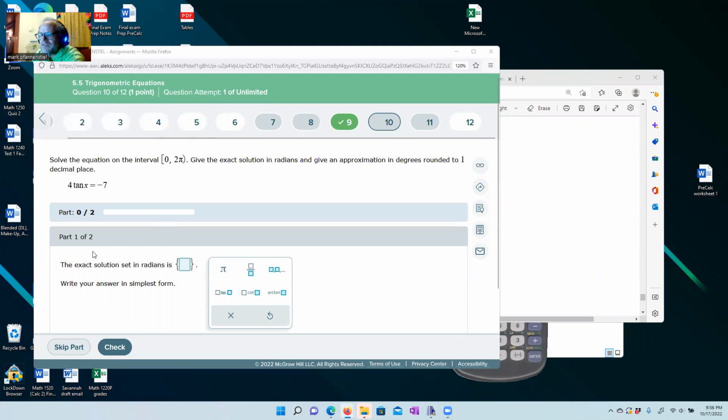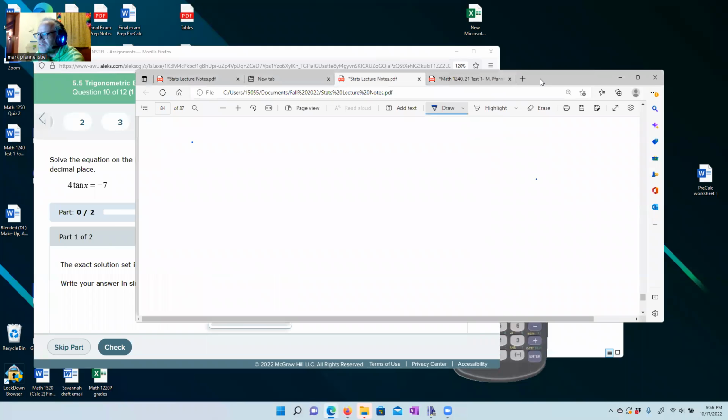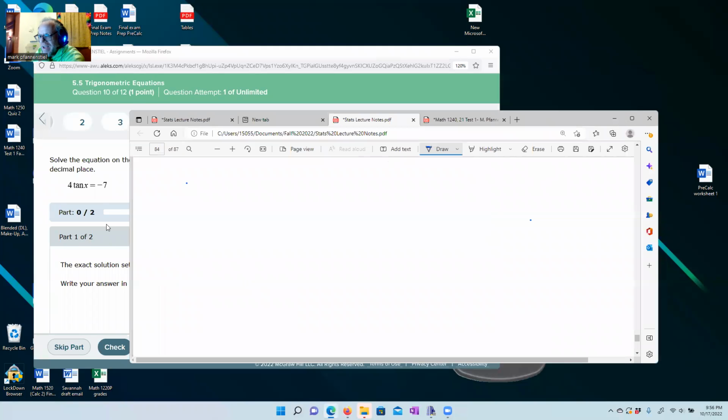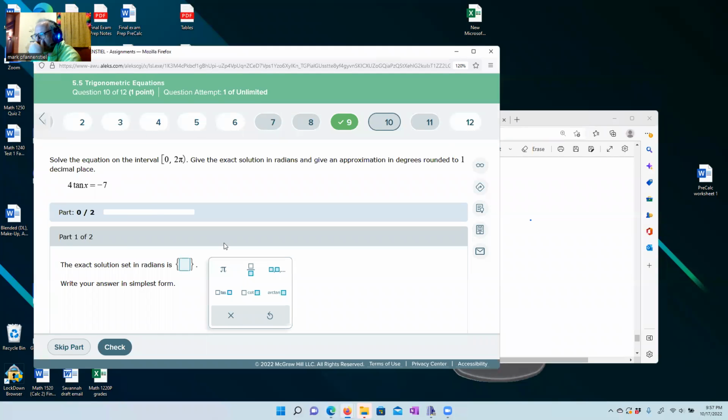We are still talking about trigonometric equations, and this is a slightly different format here. Start factoring on this one. So we have 4 tangent x equals -7. They go on to tell us it should be in radians, and to give an exact solution in radians, or give an approximation to degrees rounded to 1 decimal place. Okay, so we'll go ahead and give that.